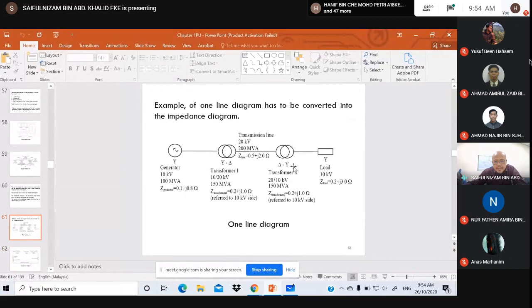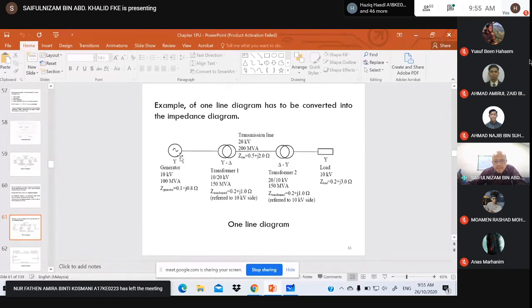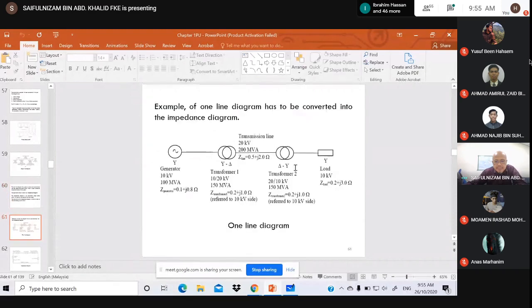Okay, this is how to obtain the reactance diagram from the one line diagram. Have you tried this example, class? Maybe we can try this.